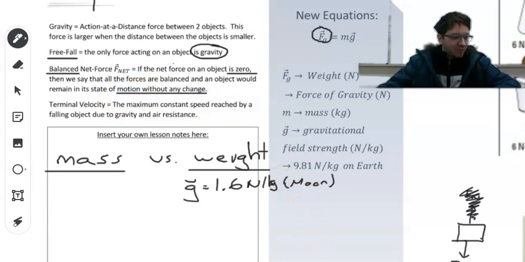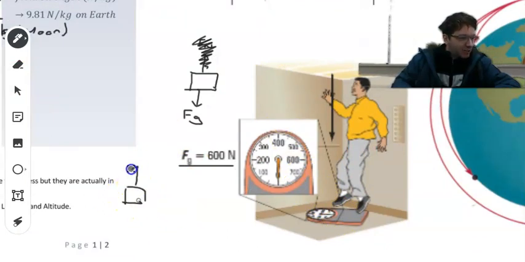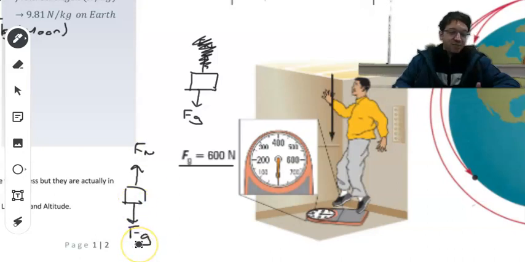So for example, if we go back to over here, where you're standing on the scale, initially we had our normal force up and our gravitational force down, and those forces were equal, and therefore the net force on you is balanced, and there's no change in your motion. You're just standing on the scale. It's not until the elevator drops where we remove that normal force and you start accelerating down.